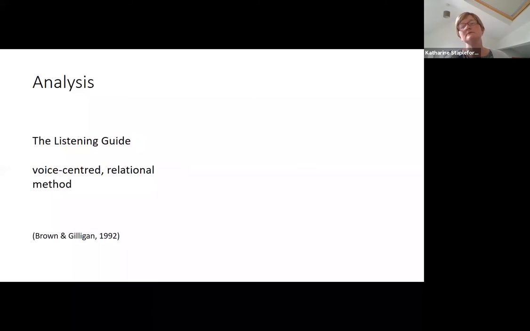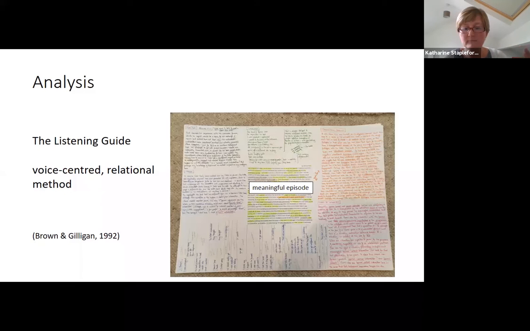Okay, so I'll just talk now about this particular method I used for my final in-depth analysis of those meaningful episodes. And that's a technique called the listening guide. And it was devised by Brown and Gilligan in 1992. And the listening guide is a voice-centered relational method. And what that means is it focuses on the participants' voices and the way they use voice to position themselves in relation to other elements of the narrative. So the other elements might be other people, objects, events, etc.